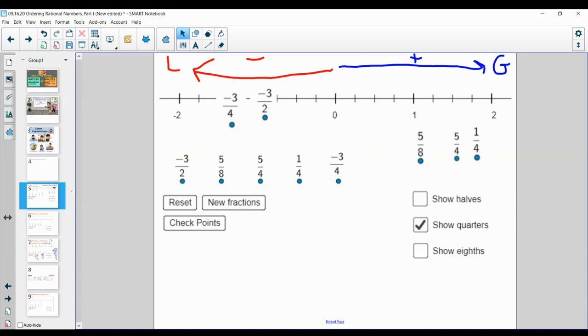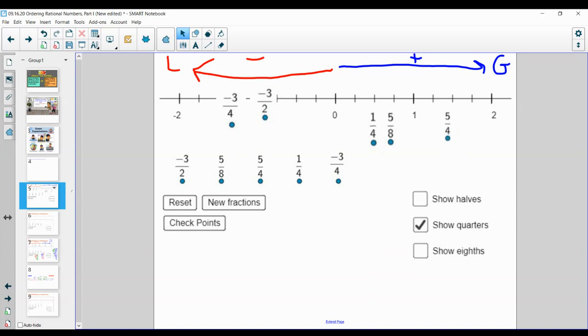Let's do some estimation. Which one of these three rational numbers is less than one whole? 1 out of 4, that's going to be less than one whole. 5 out of 8, less than one whole. 5 out of 4, that means I have more than one whole. So I'll be between 1 and 2, so these two.